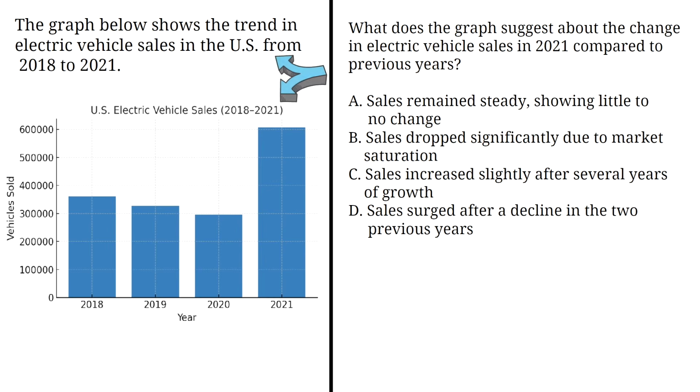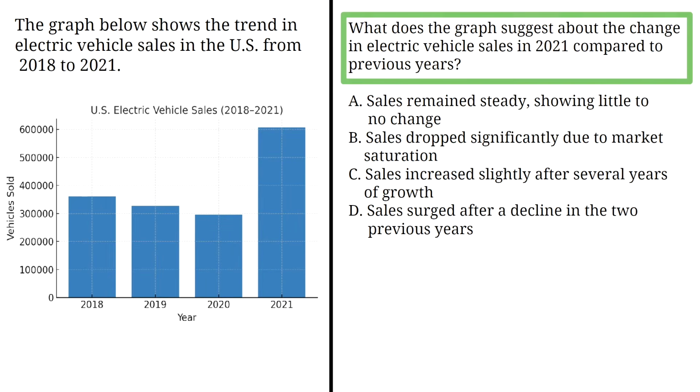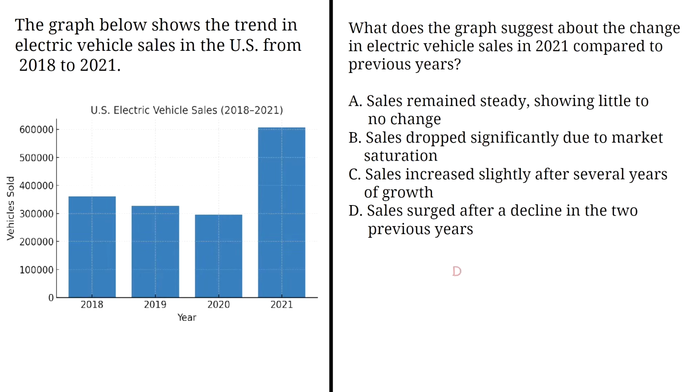The graph below shows the trend in electric vehicle sales in the U.S. from 2018 to 2021. What does the graph suggest about the change in electric vehicle sales in 2021 compared to previous years? This is a great example of a data interpretation question on the GED Social Studies test.